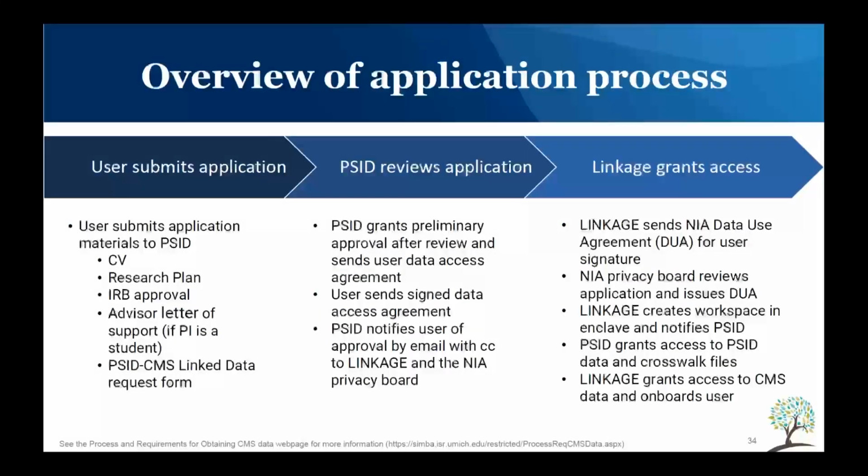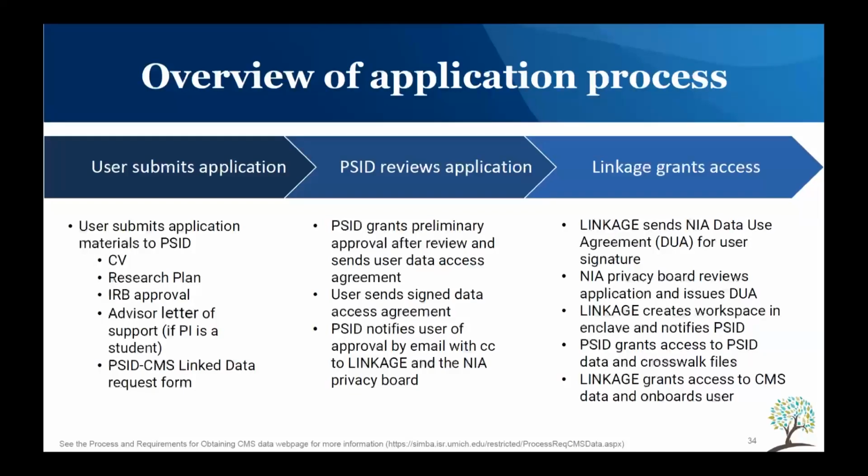So you heard a little bit about the application process already from Susan. This goes into a bit more detail. And basically there's 3 stages to the application process. The first step is sending a whole bunch of information over to us at PSID. So you'll need to prepare a CV, a research plan with details about the analyses you plan to do, IRB approval for the study, and then there's a specific linked data request form so we know what data you're requesting. Once you get all this information together, then you can submit it to PSID.